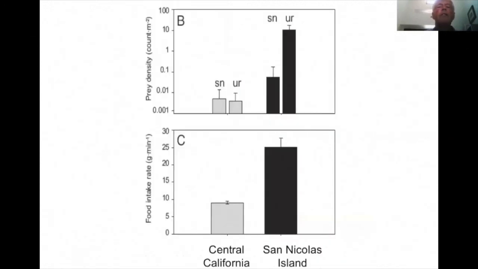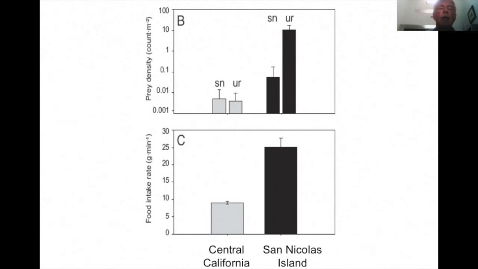So this is just a figure to show you two things. One is the relative abundance of two of the dominant prey items in Central California compared with San Nicolas Island. And this is on a log scale, so these are tremendously different values. The SN simply means snails, which otters eat, marine snails, and UR means urchins. And otters eat a lot of snails and urchins, all right? So that's the abundance of snails and urchins in Central California, quite rare compared to San Nicolas Island, where they're vastly more abundant.